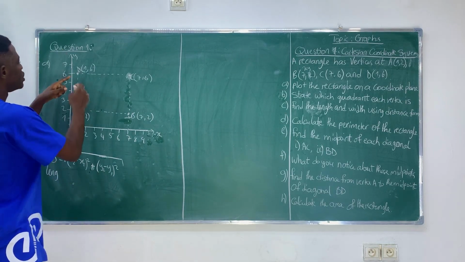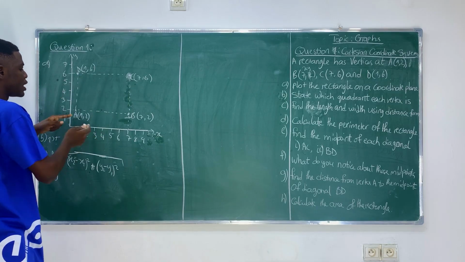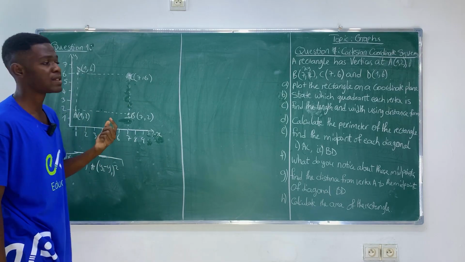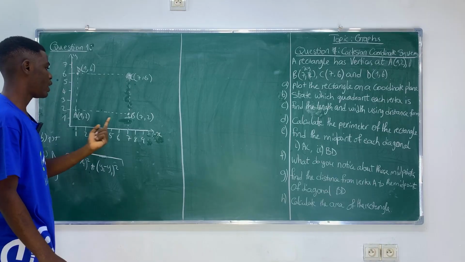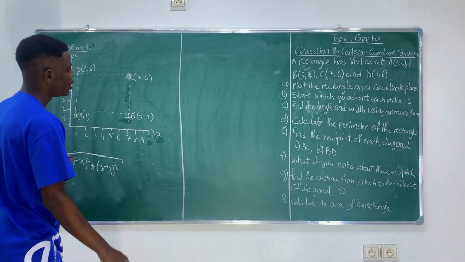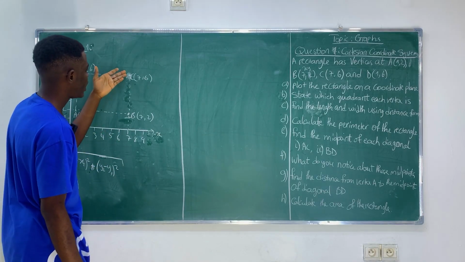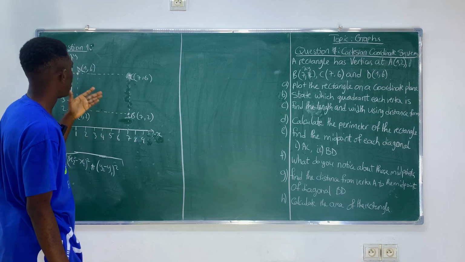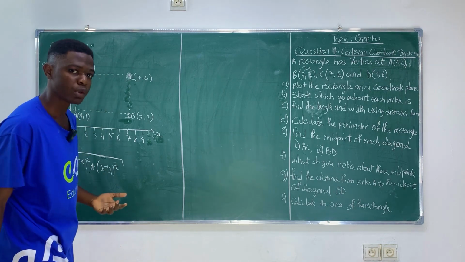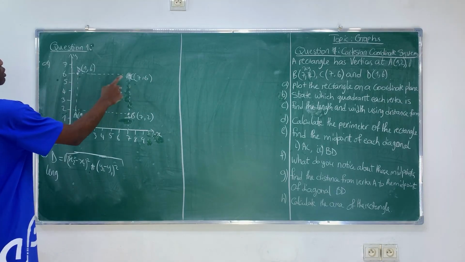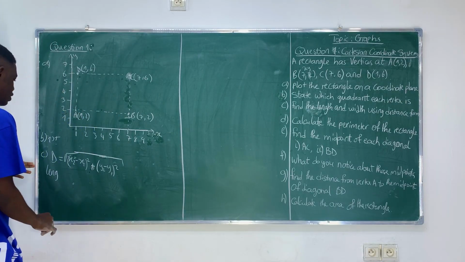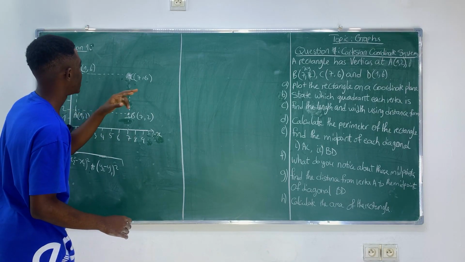The length can be the distance between either D and C or A and B, both of them are the length. Likewise, the width will be the distance between either C and B or D and A, both of them are the width. So I'll take my length to be the distance between D and C.